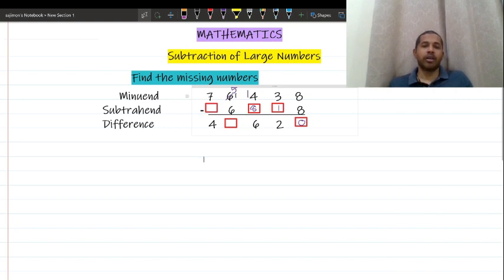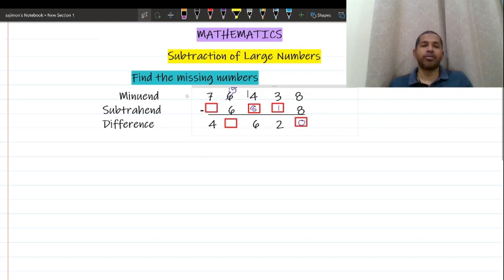Here 5 minus 6 is equal to dash. Can you subtract a big number from a small number? No, not possible. 5 is a small number, 6 is a big number. Then what will we do? We will borrow 1 from the next number. What is the next number here? 7. 7 is giving 1 to whom? To 5. 7 is giving 1 to this 5.